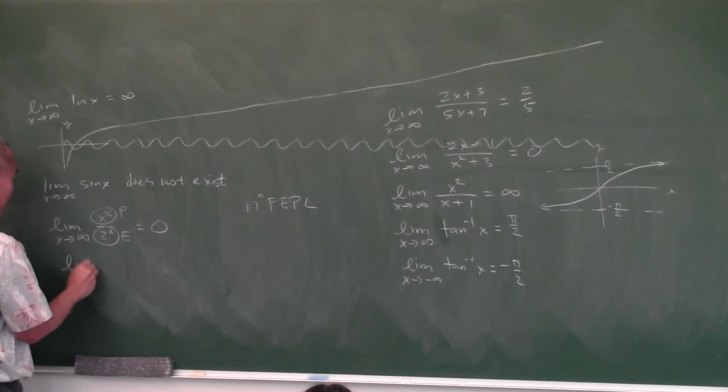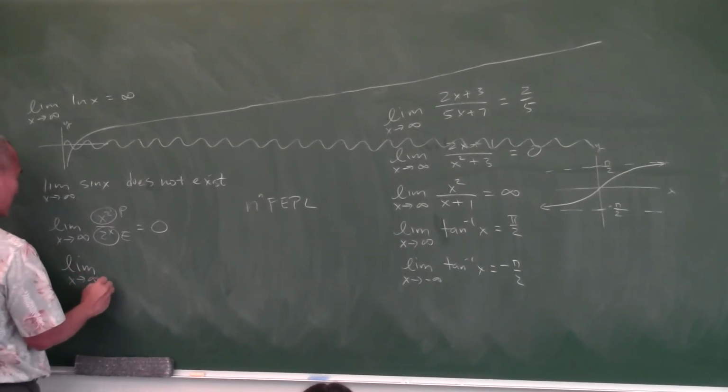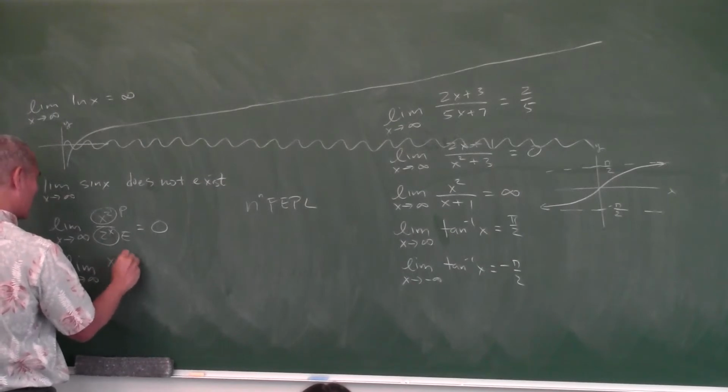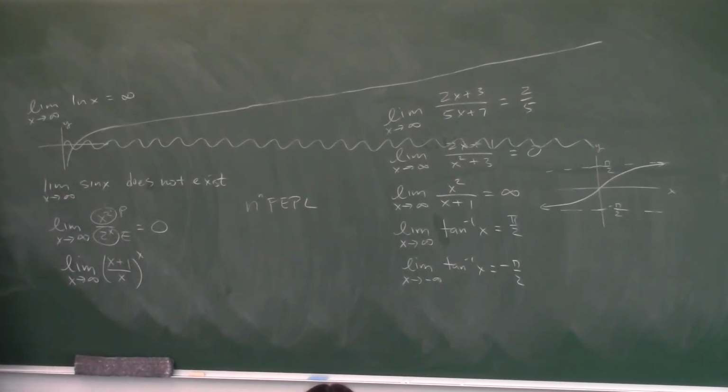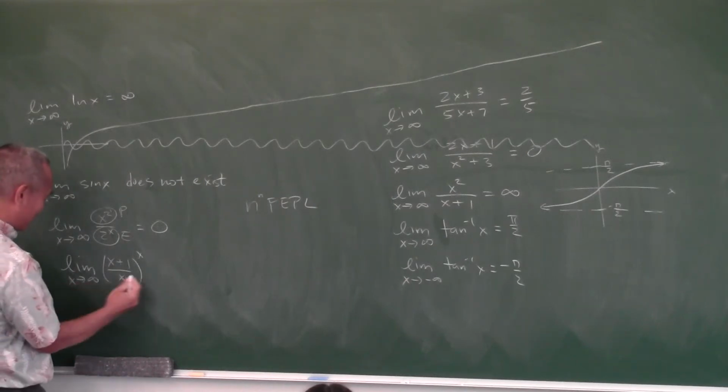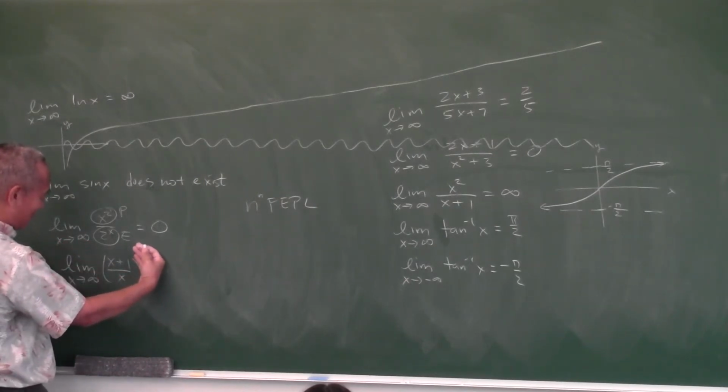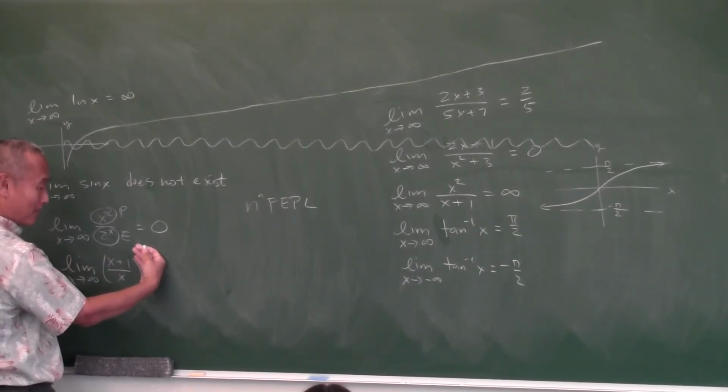Okay, you guys think you're good? What's the limit as x approaches infinity? We had this problem so many times, it's ridiculous. What about x plus 1 over x raised to the x? Can I do this? As x approaches infinity, the thing in the parentheses goes to 1. Agreed? Because the degree of the bottom is the same as the top, the coefficients. 1 to any power is 1.